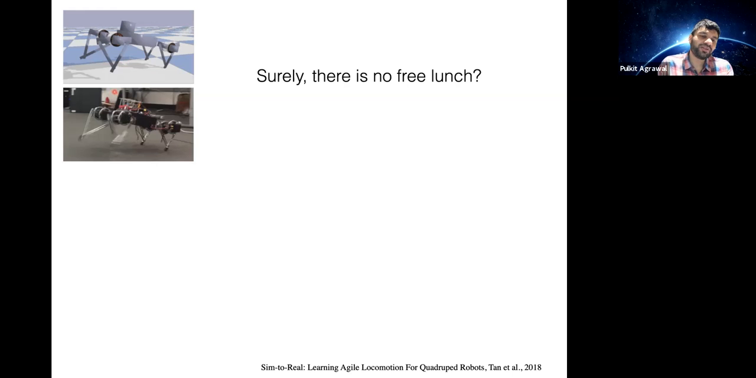We can do domain randomization to transfer from simulation to the real world, but surely there's no free lunch. With randomization, I want my policy to become robust to a large number of parameter setups instead of the one specific parameter setup that exists in the real world. If I knew those parameters, I could overfit to them, and that would be the right kind of overfitting that we would want.